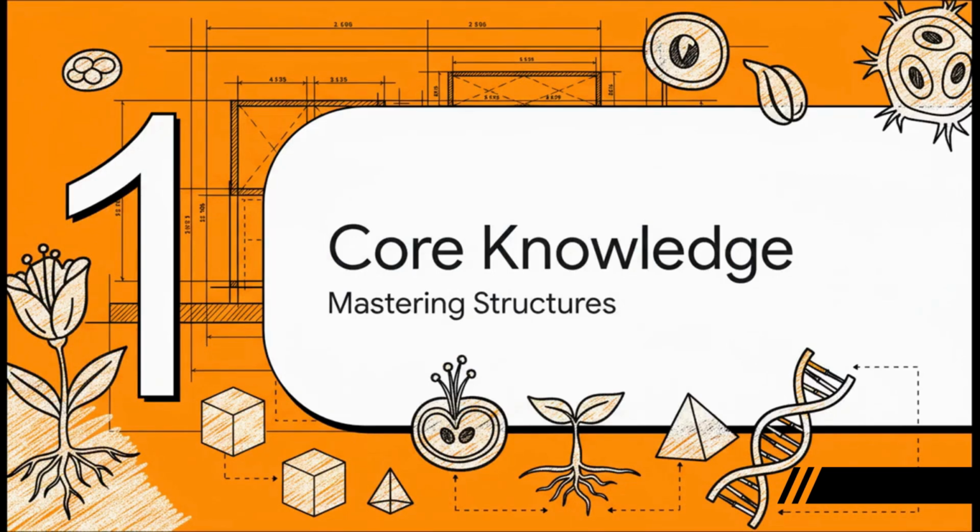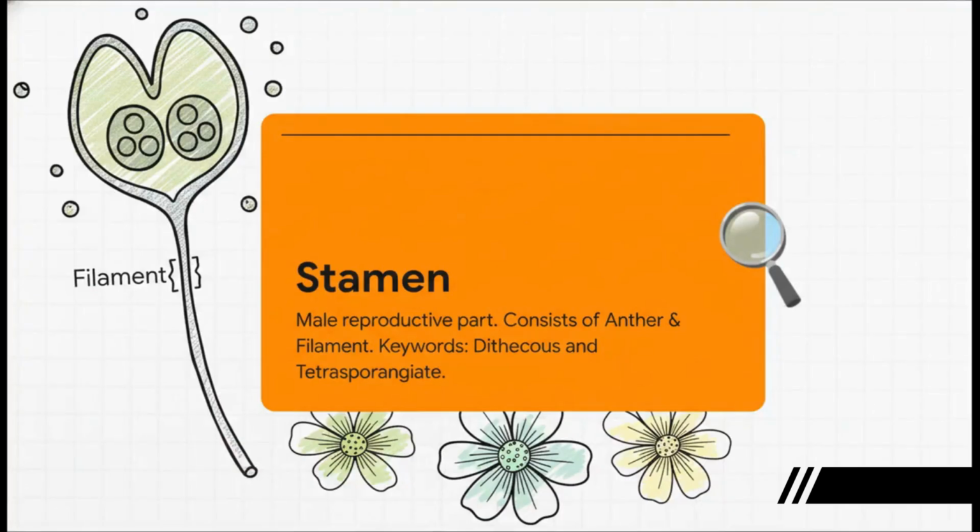This first section is all about mastering the essential structures. Seriously, think of this as the foundation of a house. If you get this part right, everything else we build on top of it is going to be incredibly simple, so pay close attention. First up, the stamen. This is the male reproductive part of the flower. It's got two main pieces: the filament, which is just the stalk, and the anther, which is where the pollen gets made.